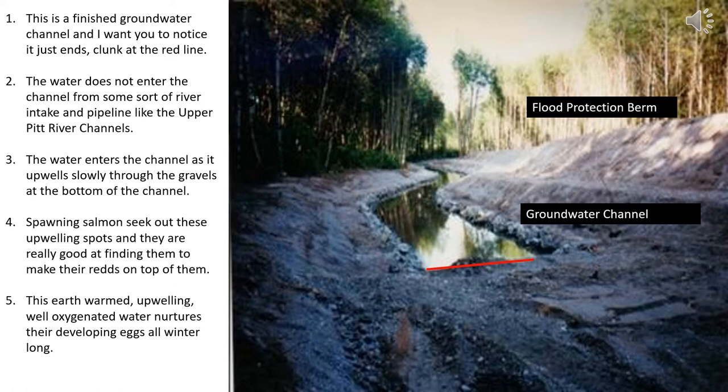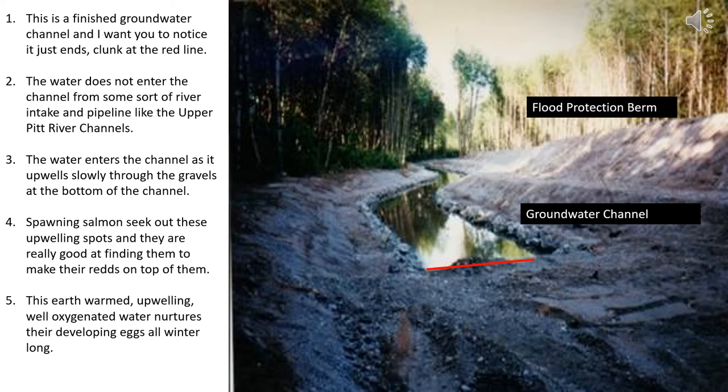A couple things. The channel just ends. It just stops. All the flow is generated from the bed of the gravel. Nothing comes in at the top from any sort of pipe or structure, which makes these channels somewhat unique. You'll notice the banks have been armored with coarse rock, again to provide cover for coho juveniles that like to hide in the rock during the day during the winter time, to keep away from predators and come out during the evenings and nighttime to feed.